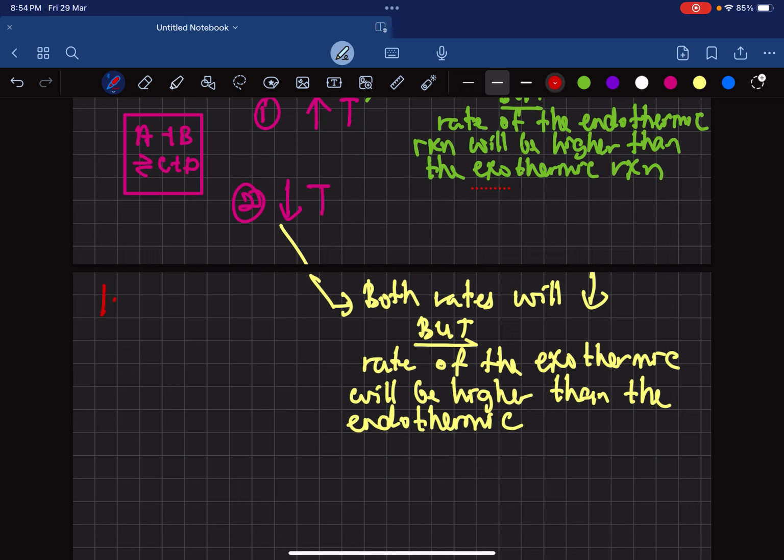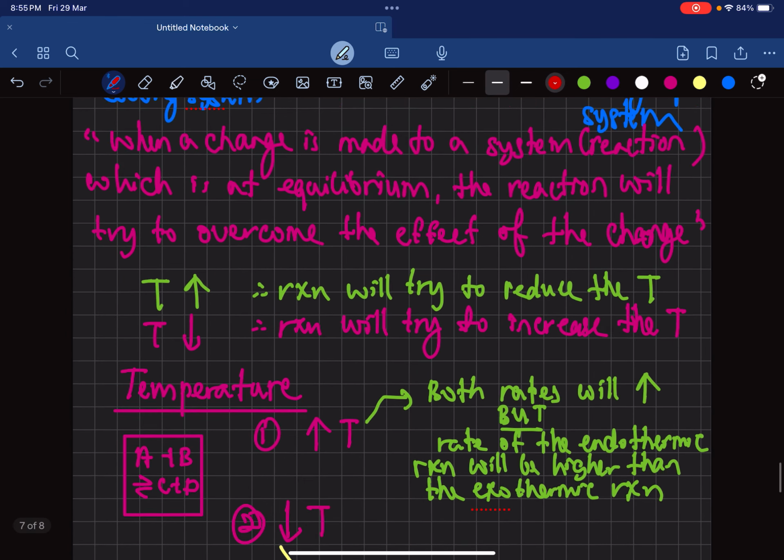Okay, important. All right. Only temperature change will change the K value. Okay, so let's say we look at this example here.